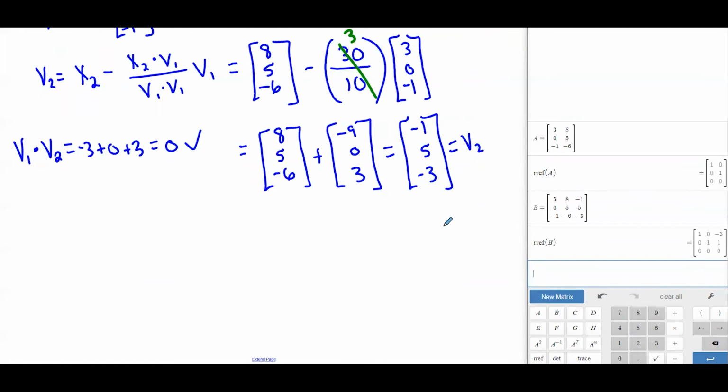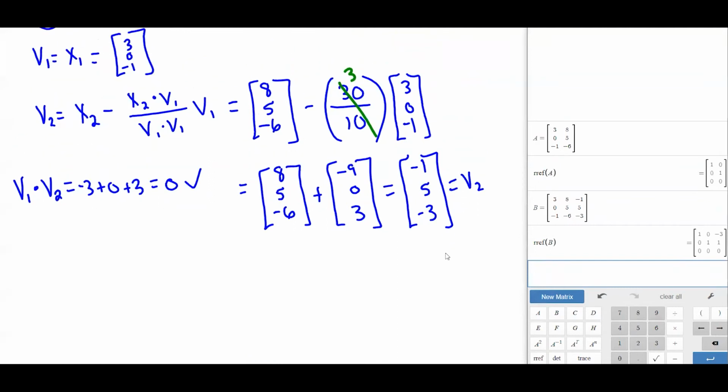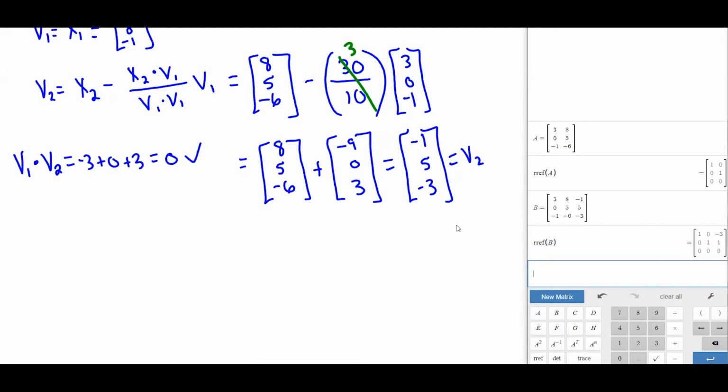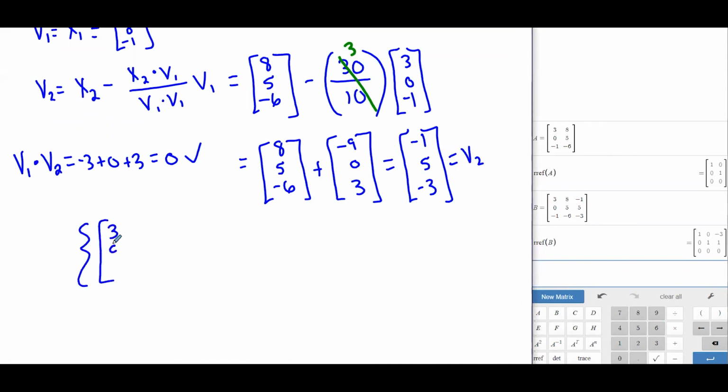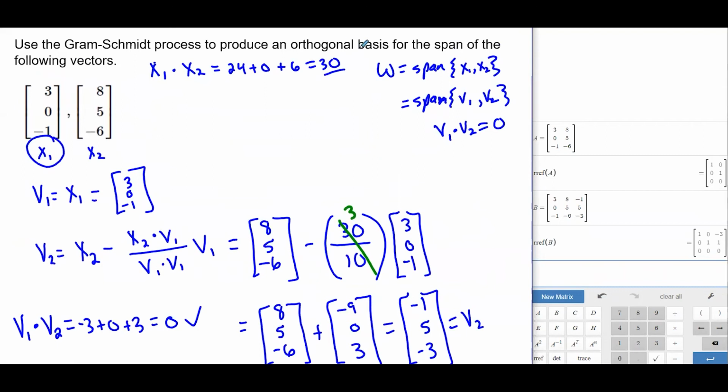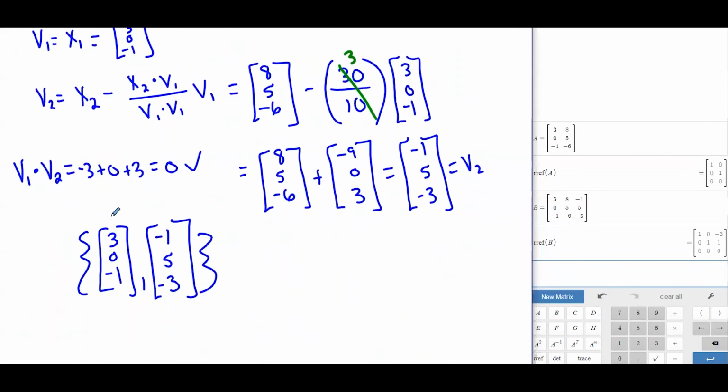It's orthogonal and linearly independent with v1. That means those two together make a basis for the subspace. So my orthogonal set is going to be v1, which was x1, and v2. Right, so the problem says produce an orthogonal basis for the span of the following vectors, and that's what we did.